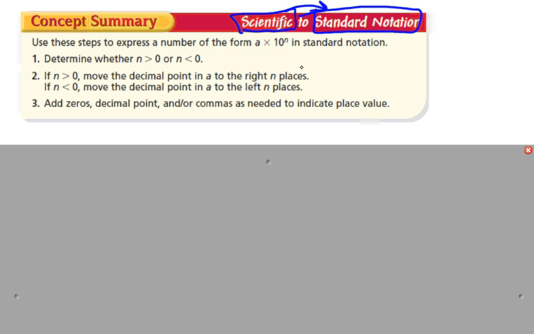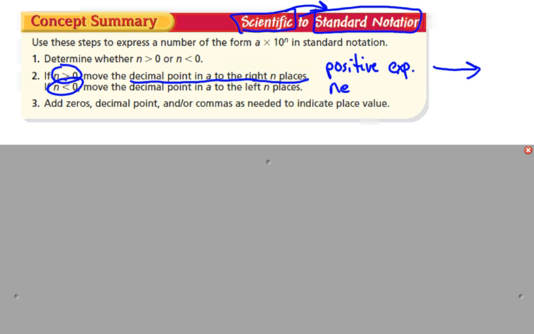I'm going to write it like this. If n is greater than 0, so a positive exponent, move the decimal point to the right that many places. If n is less than 0, or it's a negative exponent, we're going to move the decimal to the left that many places.